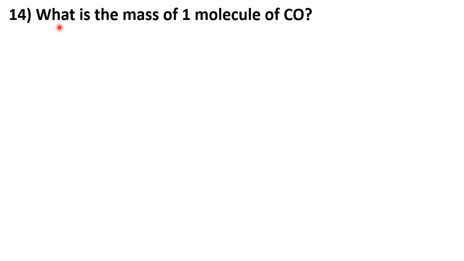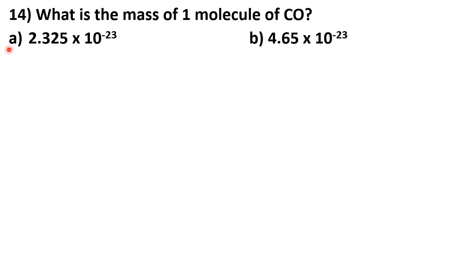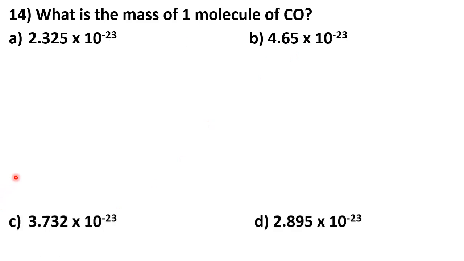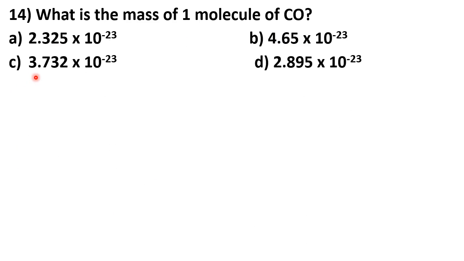Question number 14. What is the mass of one molecule of carbon monoxide? Options are A 2.325 into 10 raised to minus 23, B 4.65 into 10 raised to minus 23, C 3.732 into 10 raised to minus 23 and D 2.895 into 10 raised to minus 23.